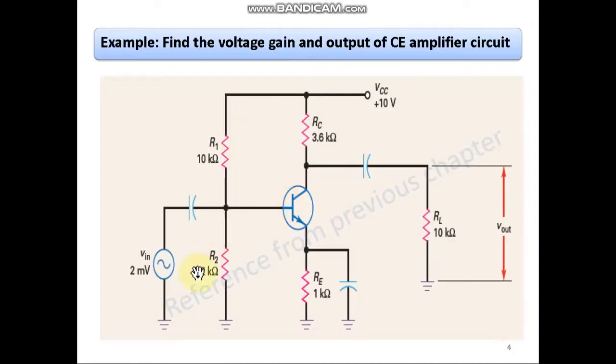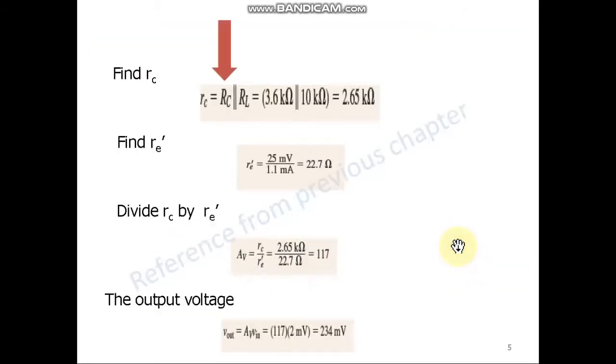So this is the reference slide from the previous chapter. Here in the common emitter amplifier, in this example we were considering RL of 10 kilo ohm, hence small rc is equal to RC parallel RL. We were getting this value as 2.65 kilo ohm and hence our voltage gain was rc upon re dash, 2.65 kilo ohm upon 22.7 ohm, equal to 117. So we were able to achieve a voltage gain of 117.